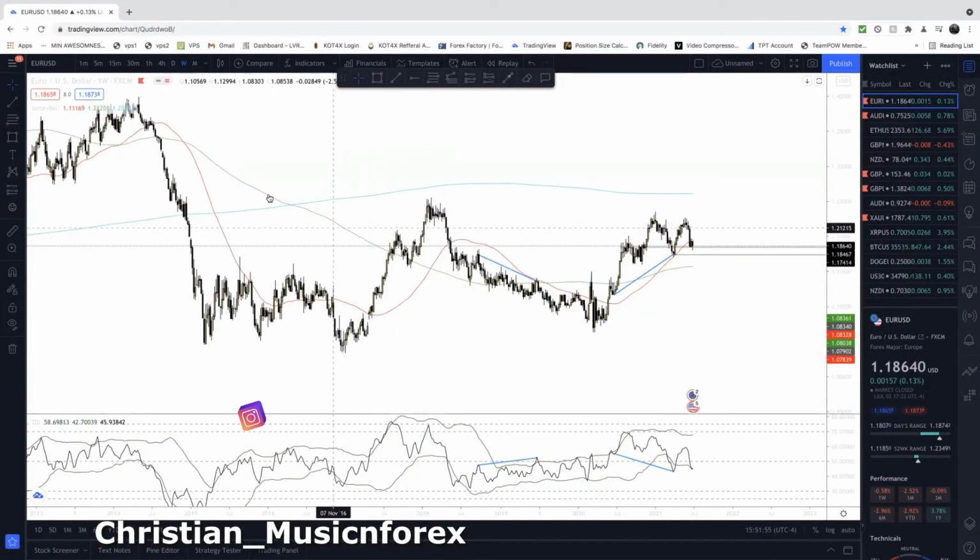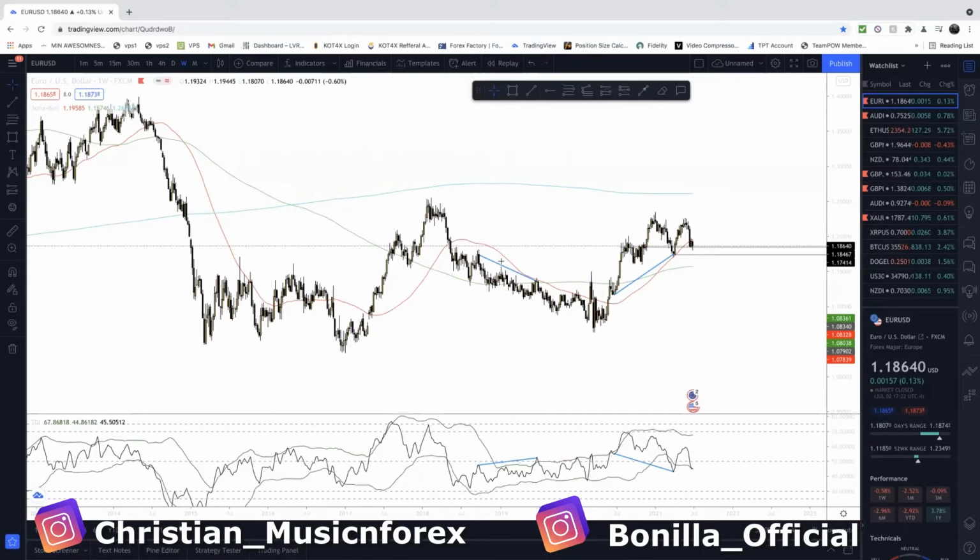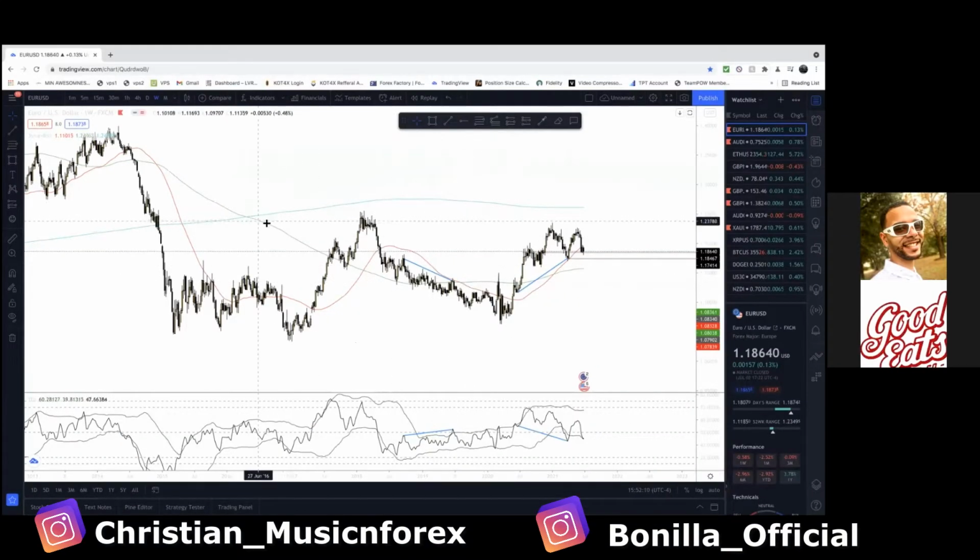All right, so my strategy is based off of hidden divergence. Everything that I take, everything that I do, it's based on this. All the confluence is all based off this. So first of all, before I even get into it, I'm just going to share my chart settings just so you can be on the same page.